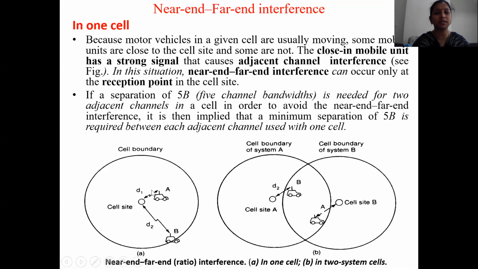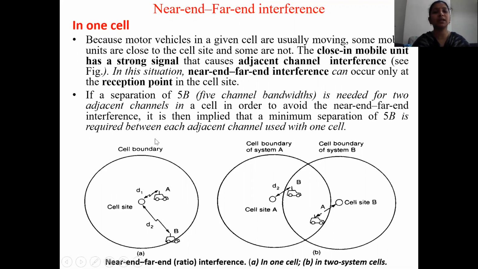As you see in the figure, mobile unit A is close to the cell site, at a small distance d1, and as it is very close, it will cause a strong signal. In this situation, near-end and far-end interference can occur only at the reception point in the cell site. If we separate the channels with a bandwidth of 5B, which is needed for two adjacent channels in a cell, we avoid the non-cochannel interference and also the near-end and far-end interference. It is then implied that a minimum separation of 5B is required between adjacent channels used within one cell.